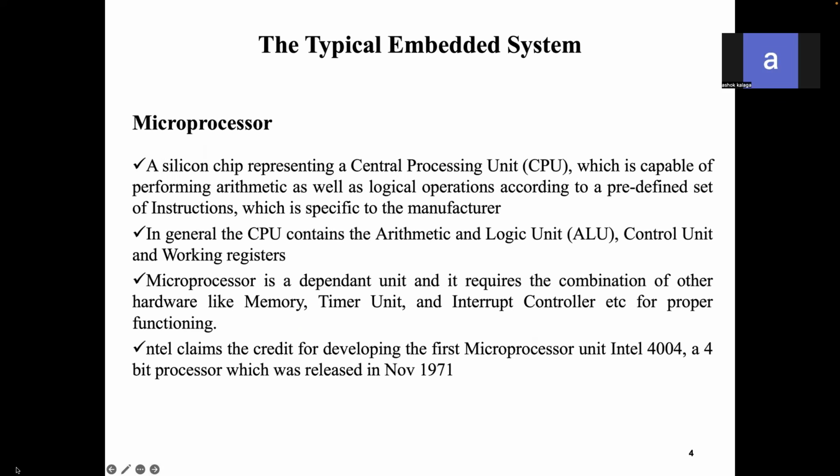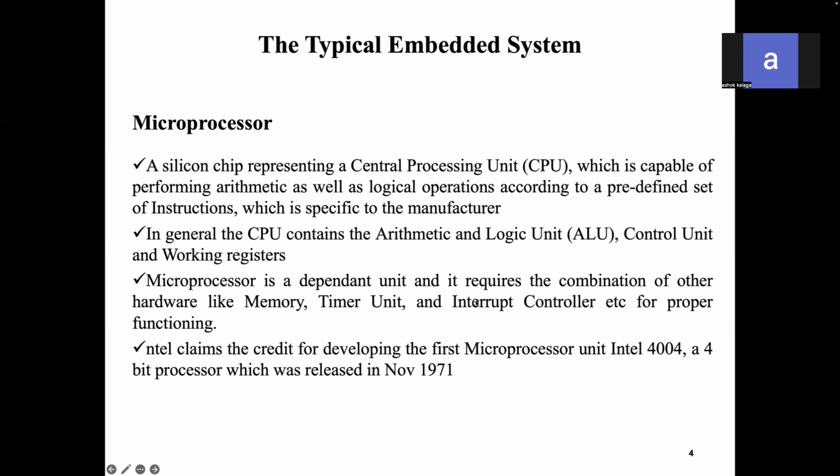The first one, microprocessor. So what is a microprocessor? A microprocessor is a programmable device which takes the input, performs arithmetic and logic operations on the inputs, and produces the output. It can be a silicon chip representing a CPU which is capable of performing arithmetic as well as logical operations according to a predefined set of instructions. The CPU contains the ALU as well as the control unit and the working registers. The registers can provide input to the ALU. The ALU takes the input from the registers and processes it, and the output will also be stored in the registers.